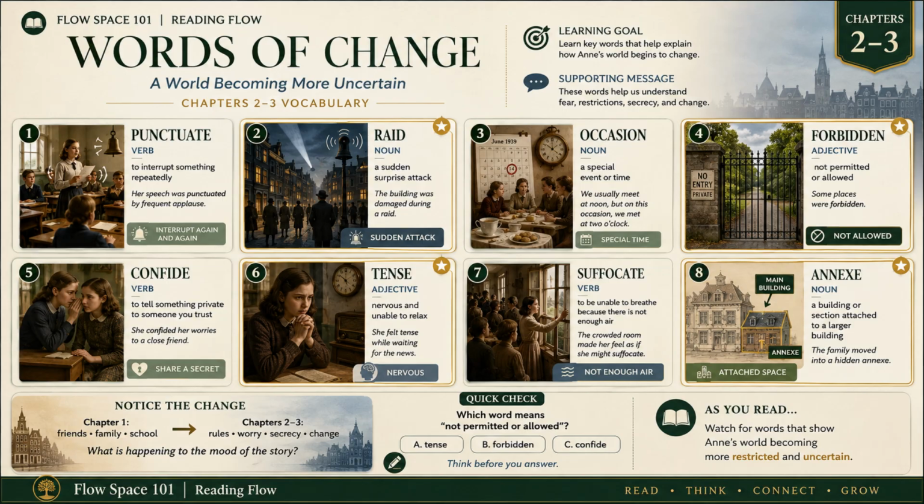Tense means nervous and unable to relax. Suffocate means to be unable to breathe because there is not enough air. And an annex is a section or building attached to a larger building.